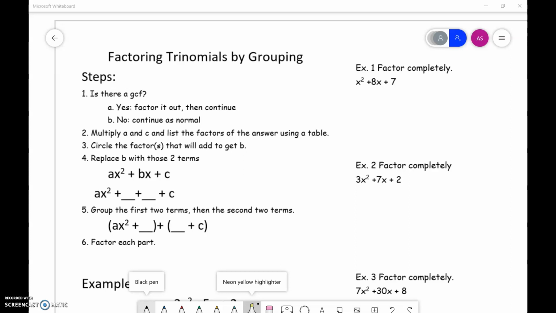So our first thing we ask is, is there a GCF? You always want to make sure before you factor, if you have a GCF, you want to factor that out. And if you don't have one, you're just going to keep going like normal. Okay, so you're going to have an expression that's in standard form, which is ax squared plus bx plus c. This is our standard form of a polynomial.